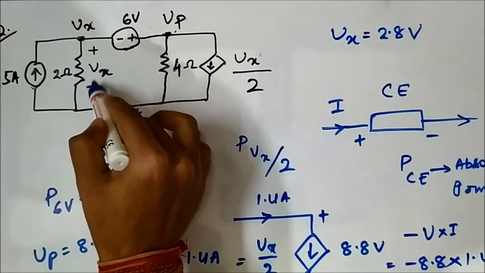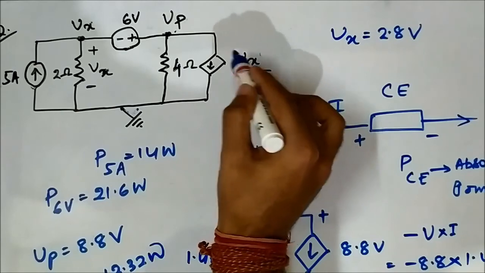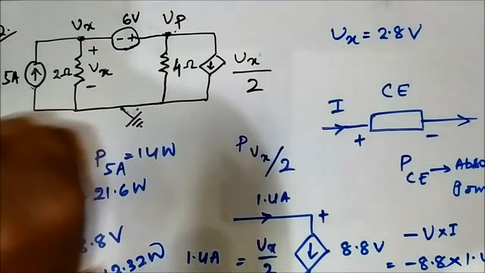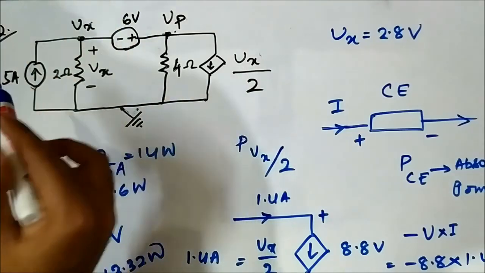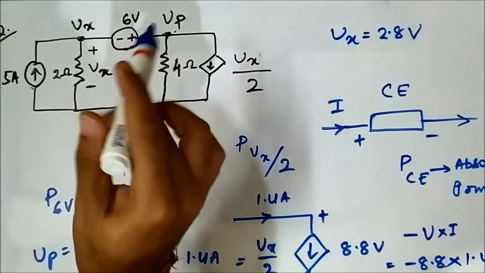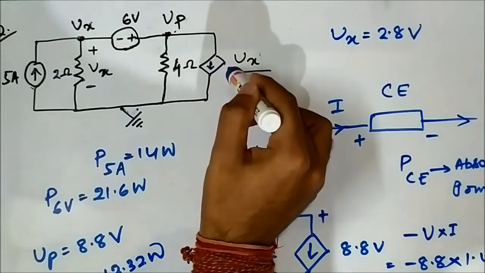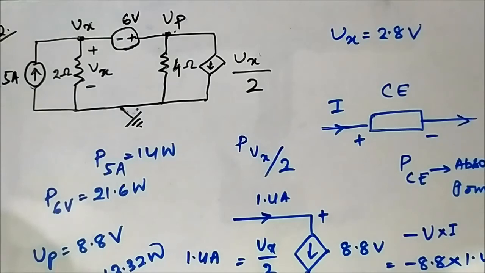The voltage drop across this 2 ohm resistor, the value of this dependent current source, then the power supplied or absorbed. In this case, the independent sources were all supplying, while the dependent source was absorbing. So we have calculated everything.